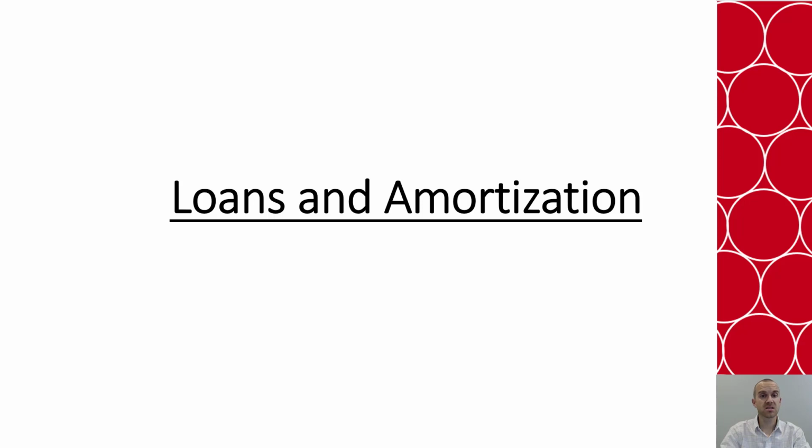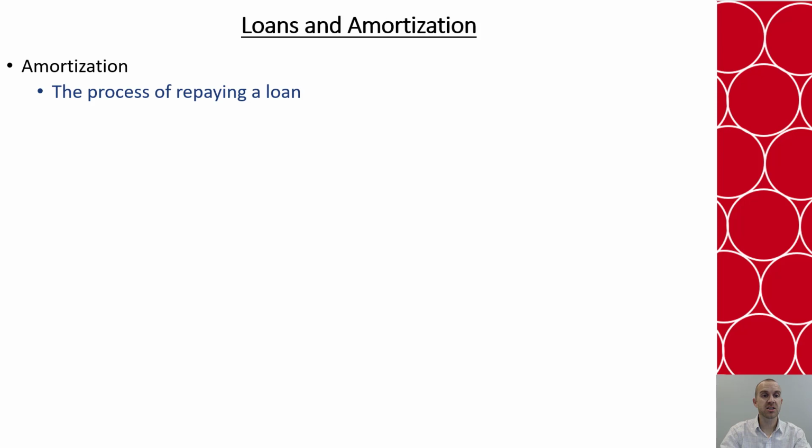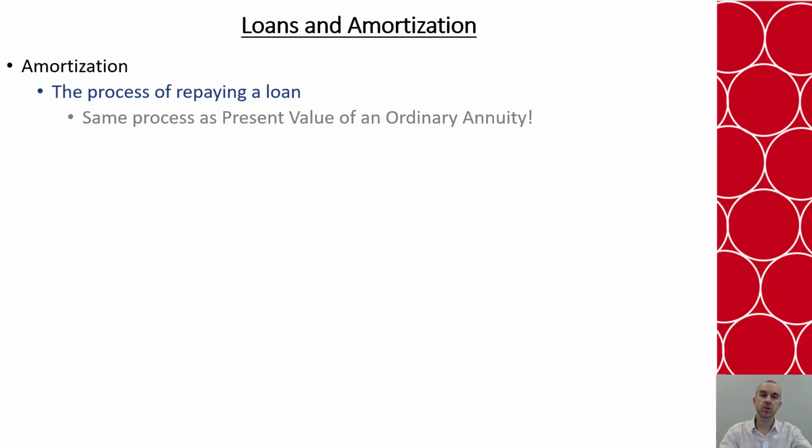In this video, we'll discuss loans and amortization. Now, amortization is the process of repaying a loan. Because you are paying at the end of each period, the process of using amortization is actually the same as the present value of an ordinary annuity, which we've discussed before. It's just taking that same concept and applying it to loans.